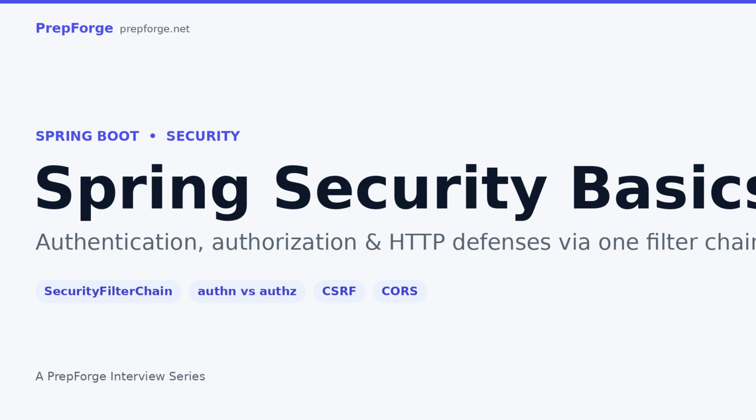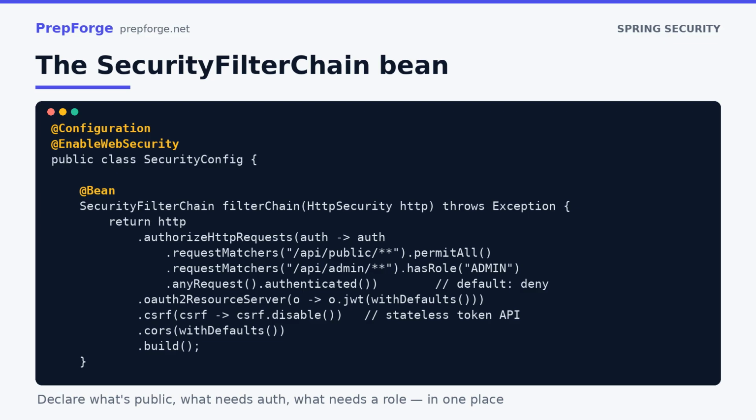Think of a building with a single front desk. It checks badges, grants access to specific floors, and every door inherits the policy. You add it once. The central abstraction in modern Spring Security is the security filter chain being configured with a fluent DSL. Here you declare which URL patterns are public, which require authentication, and which require specific roles, with any request authenticated as the safe default.